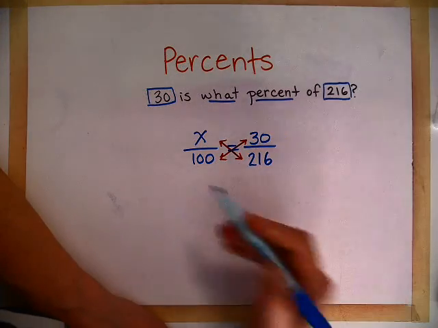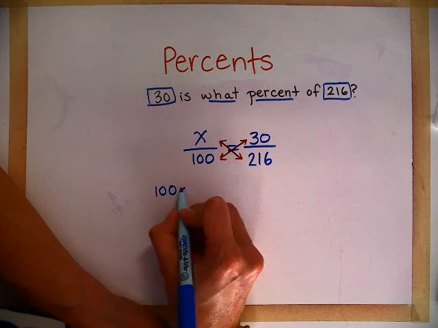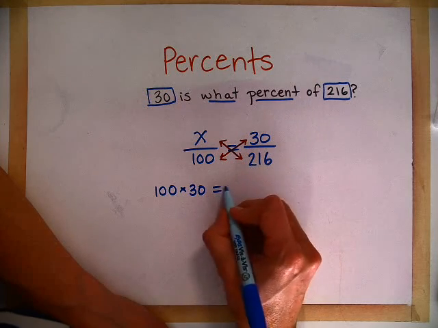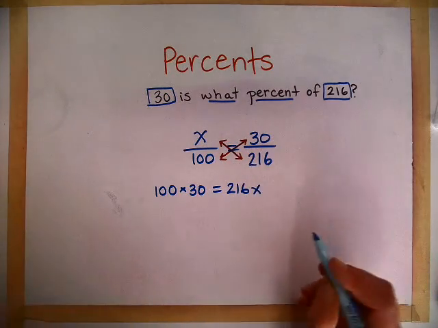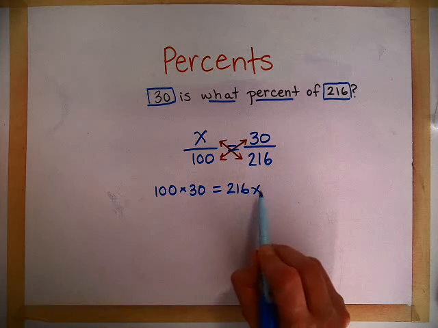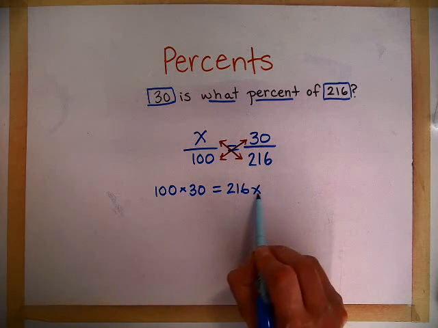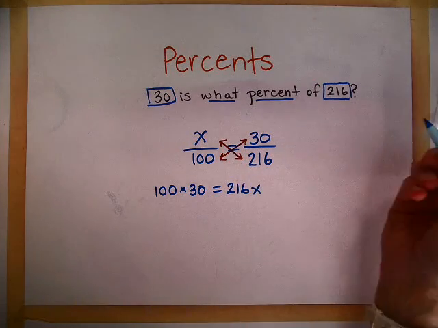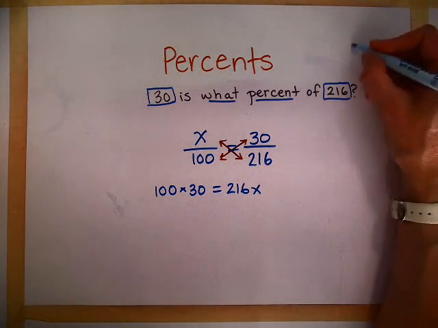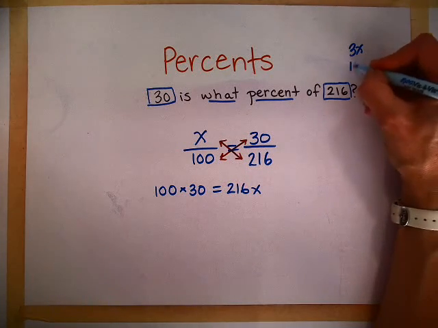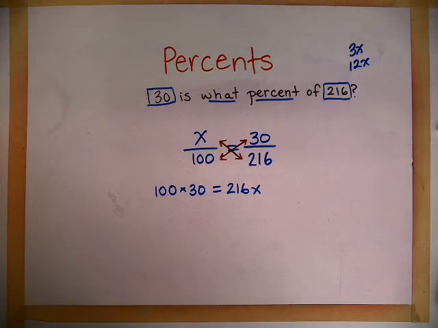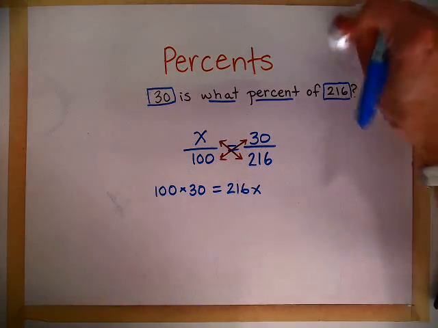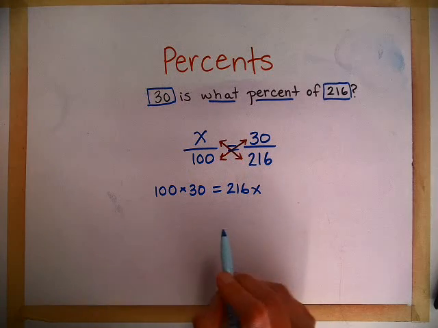And you're going to get 100 times 30 equals 216 times x. I didn't mention this in the last video, but when you're multiplying something by a variable, you don't put the multiplication sign, you just write the variable right next to the number. So like 3 times x would just be 3x, or 12 times x would just be 12x. So 216 times x is just 216x. And that's just how you write it. That's algebra. That's always going to be with you throughout your math.